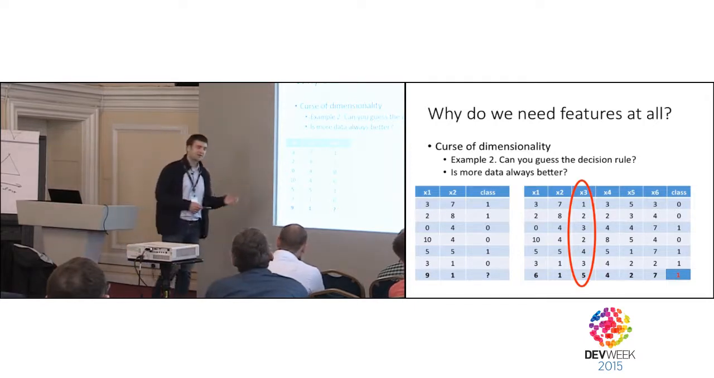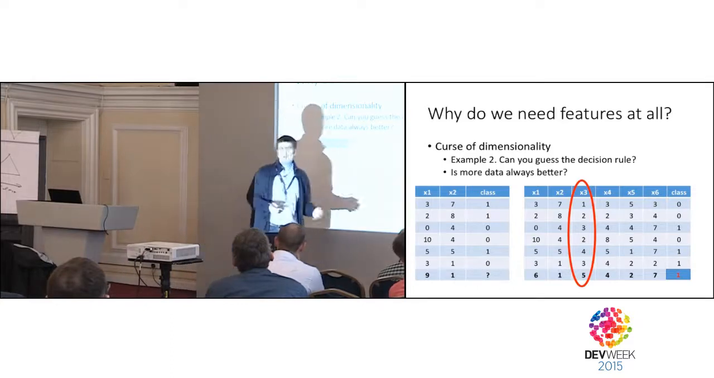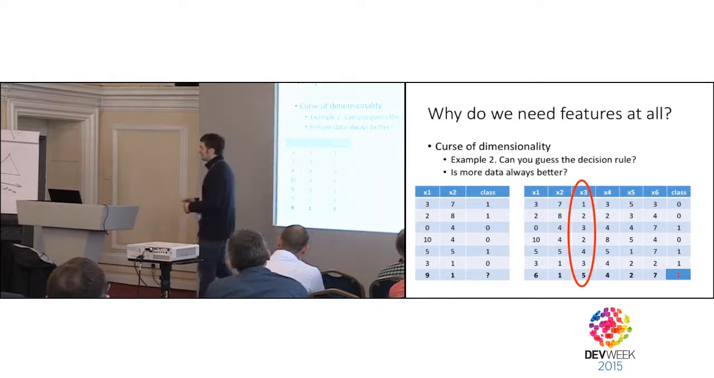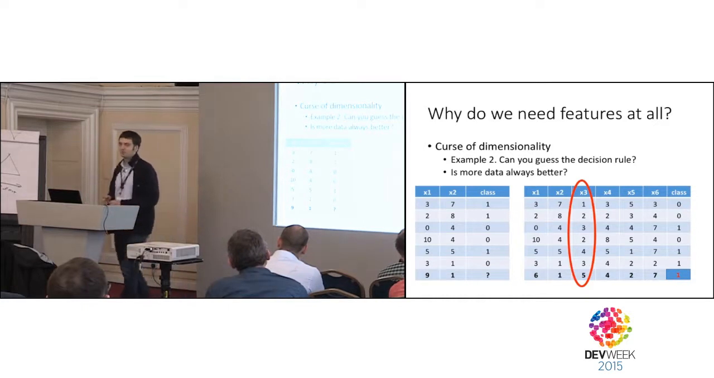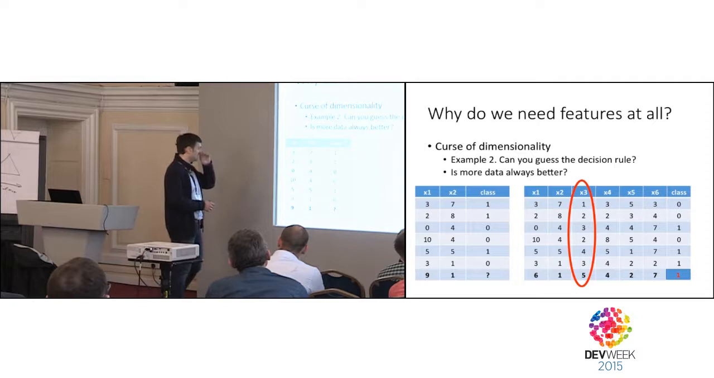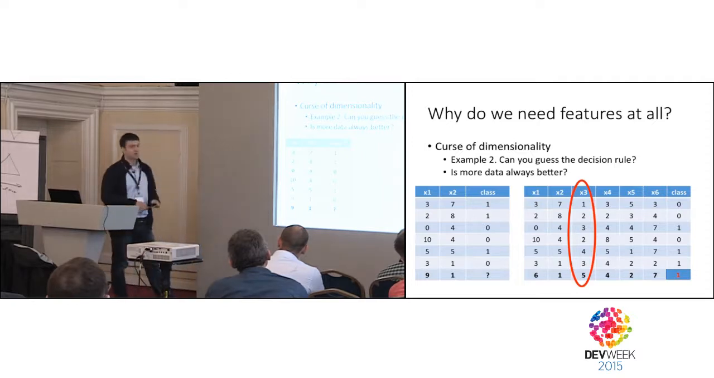Intuitively, we may think that giving more information about an object helps to classify the object with more precision. But the curse of dimensionality tells us that this is not always true. And I can show you a couple of examples so that you will be able to feel what the problem is.